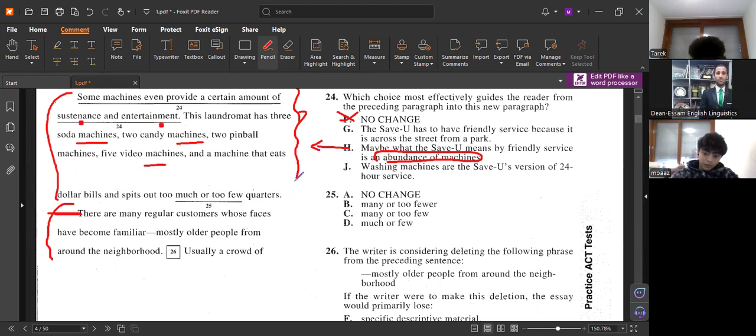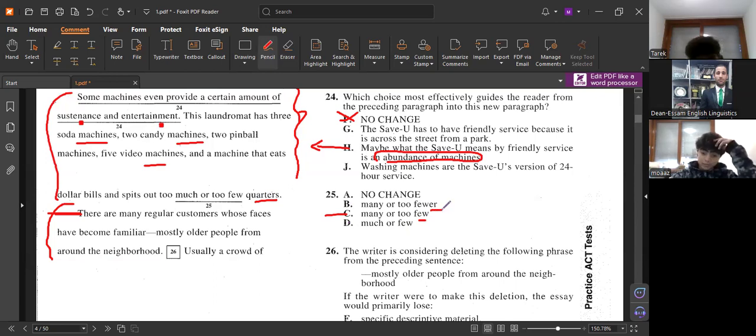For 25, I put D. But why not C? Is it because D is shorter, so shorter is better? But here, no. It's not about content. It's about the modifier. Here, few is for a countable noun.